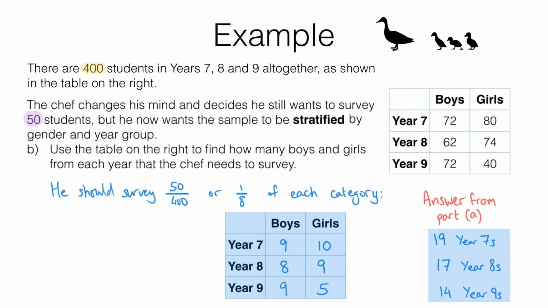For example, we have more girls chosen than boys in year 7 because there are more girls than boys in year 7. There are 80 girls and only 72 boys in that year group. Similarly, in year 9, we're choosing a lot more boys than girls because there are a lot more boys than girls in year 9. There are 72 boys and only 40 girls. So this sample is representative of the whole population.